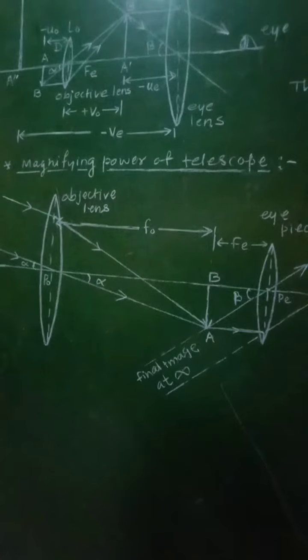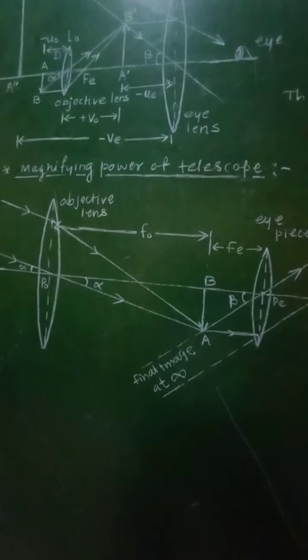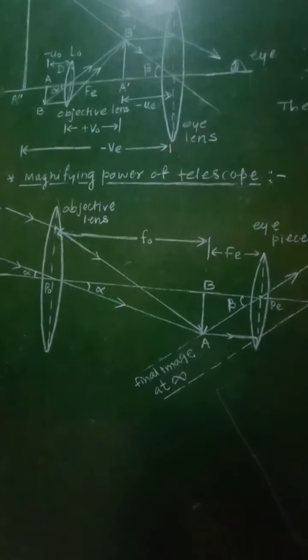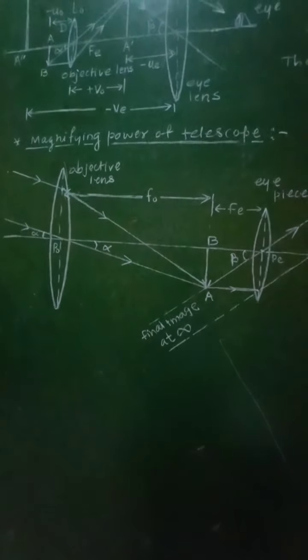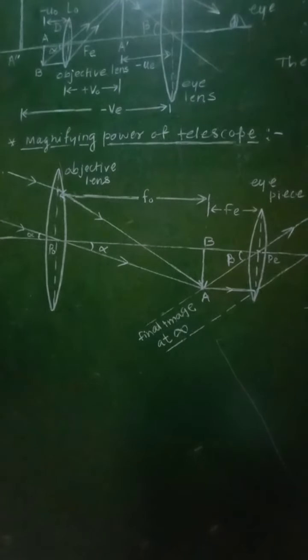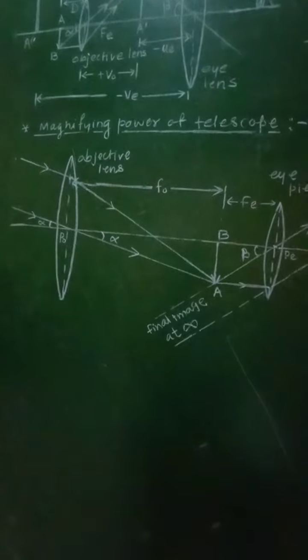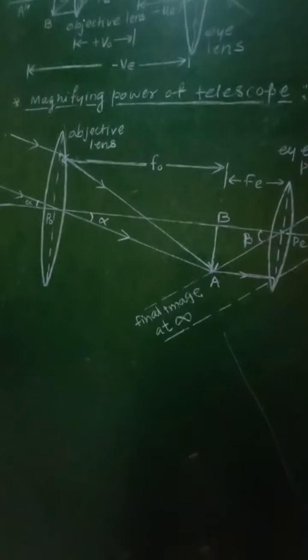Now the telescopes are used to see terrestrial or astronomical bodies. So the bodies which are far away from us, like some of the mountains or stars, aeroplanes flying at higher heights, can be viewed with the help of this telescope. And therefore now let us see the magnifying power of the telescope.